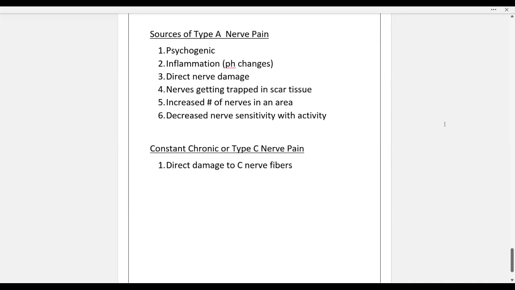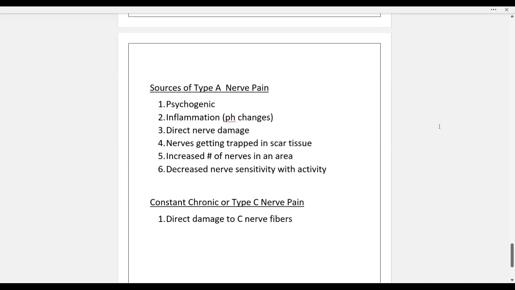Okay. This is the gold. This is how it all comes together right here. So you go, what are the sources of type nerve pain? So we go type A and type C nerve pain, okay? So let's pay attention to that first. First of all, we've got the autonomic versus the peripheral nerves, right?